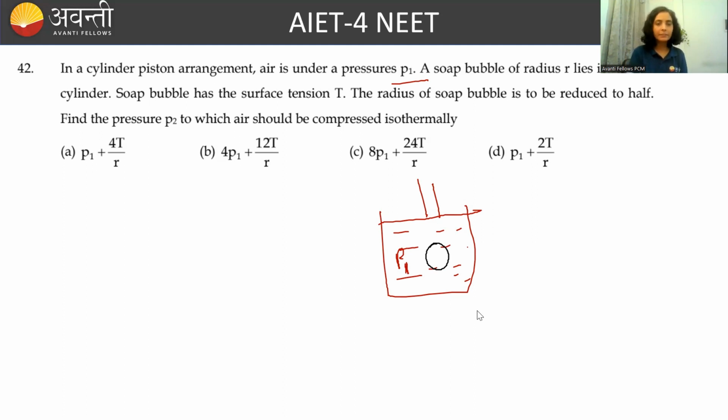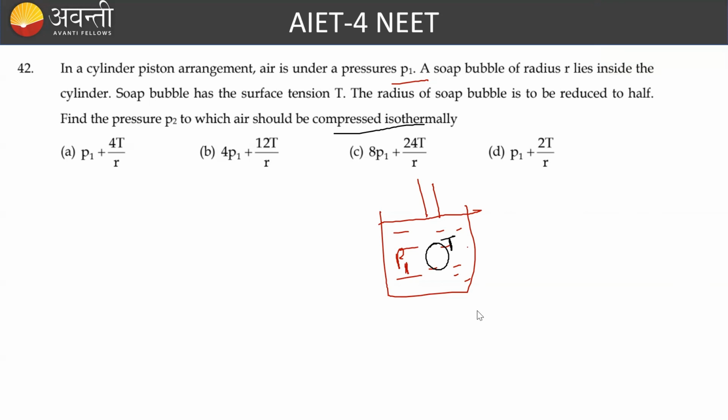Soap bubble has the surface tension T. This soap bubble has how much surface tension? T. The radius of soap bubble is to be reduced to half. ठीक है? Find the pressure P2 to which air should be compressed isothermically. So what we are now going to do, we are going to compress the bubble such that its radius will become half. So for that, we need to bring the piston down. P2 will change, P1 will change.